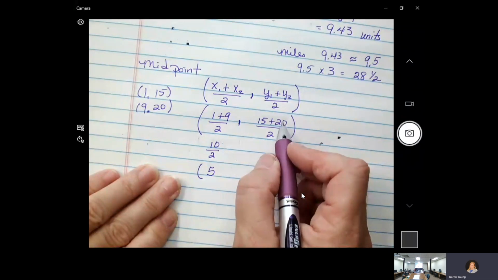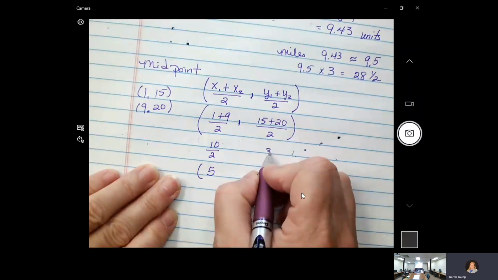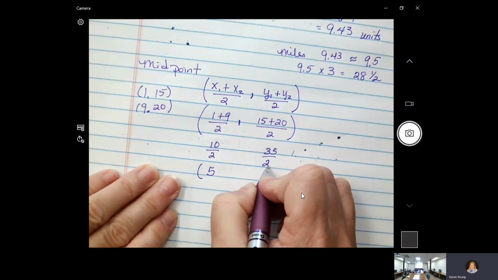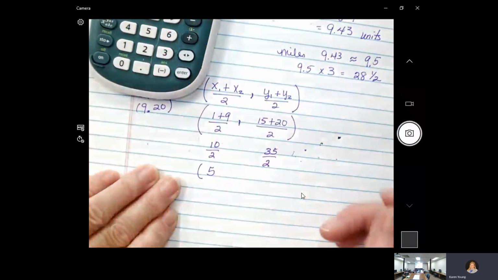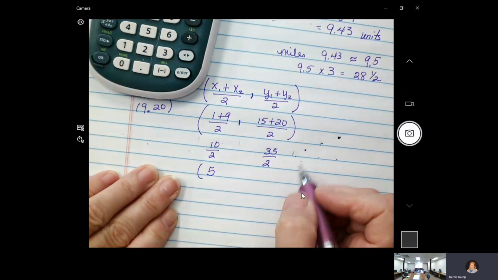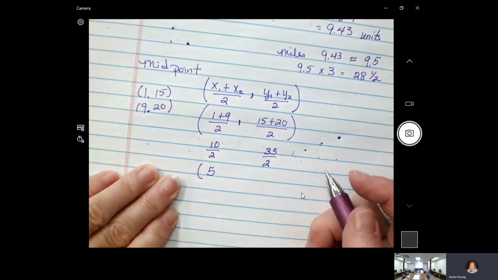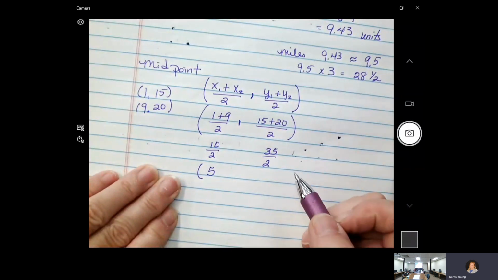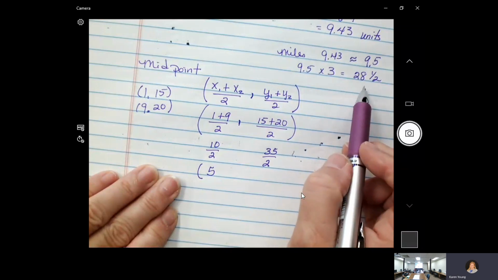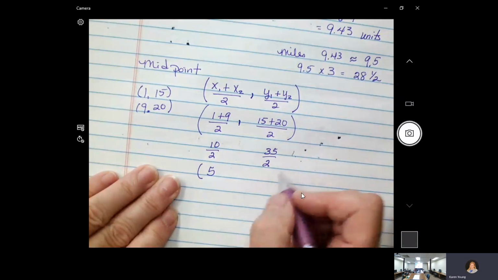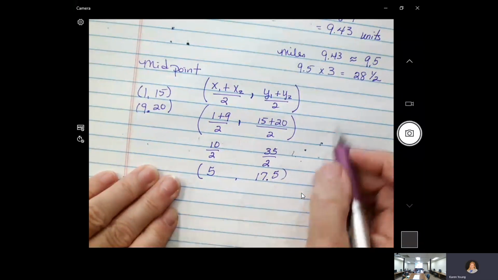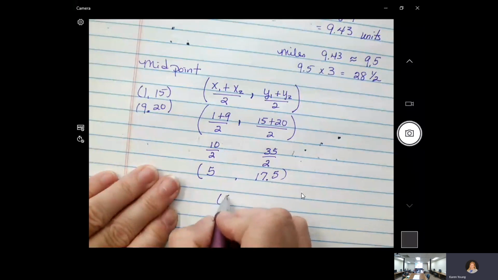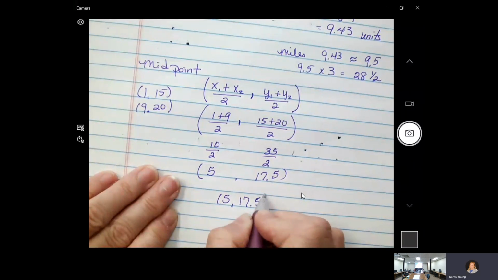15 plus 20 is 35. Divided by 2, 35 is 14.5, I think. You can't just divide it by half, like the 28.5 by 2, and not do the fifth one? Or is that not right? It won't give me the ordered pair. It would give me the miles. How far is the ordered pair? And this is 17.5. So 15 and 17.5 is my midpoint.